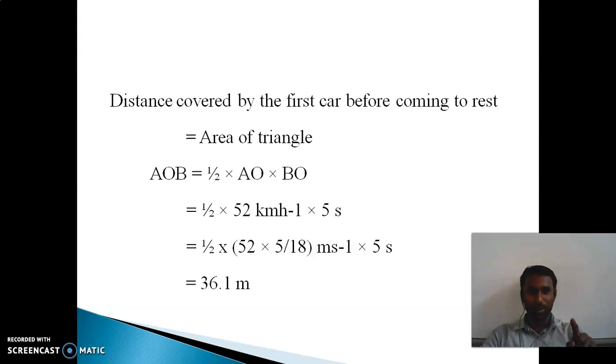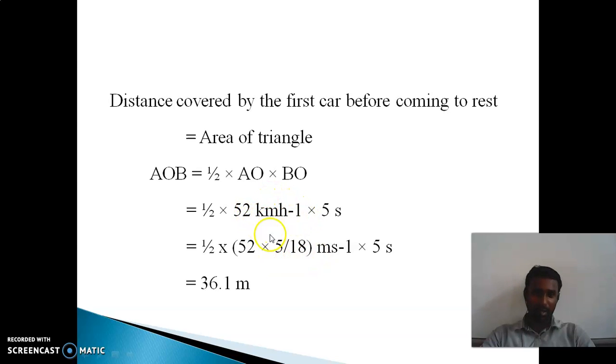So don't consider it a rectangle. It has three sides only, so it is considered to be a triangle. You know the area of a triangle. So for triangle AOB, it is half into AO into BO. So half into 52 km per hour. You know how to convert, 5 by 18.